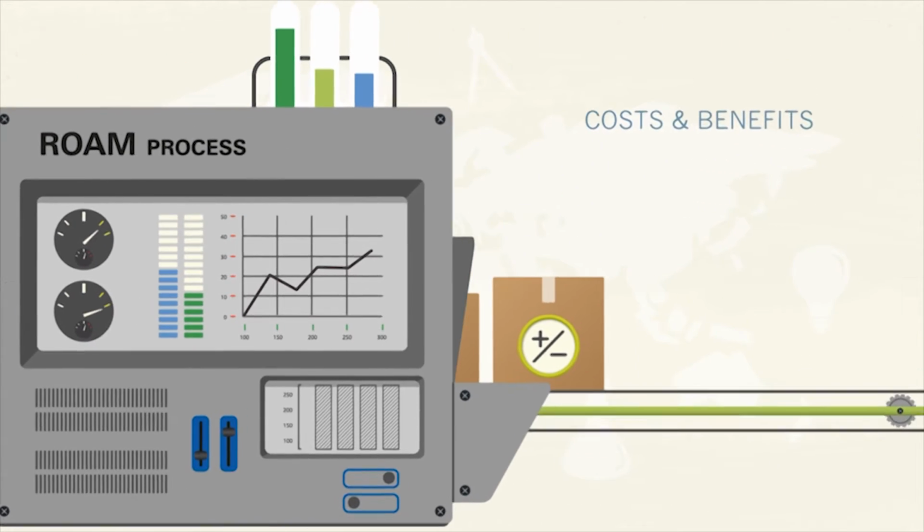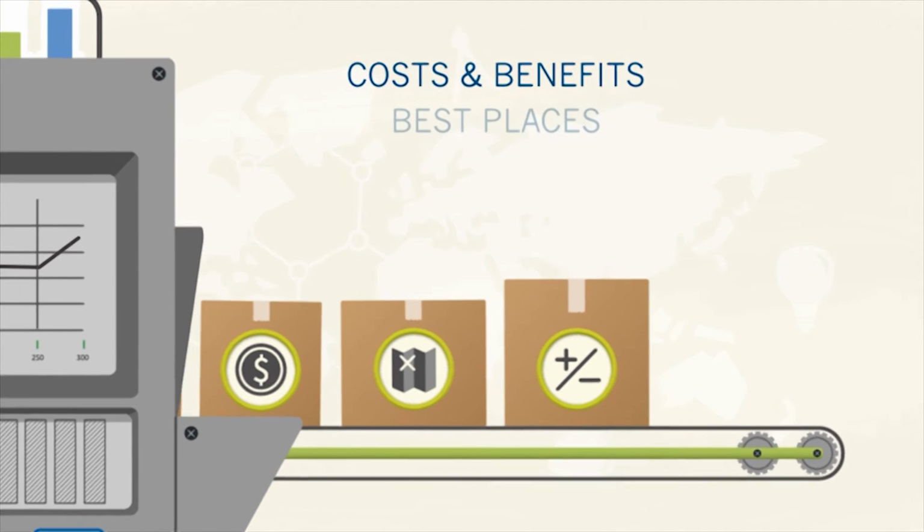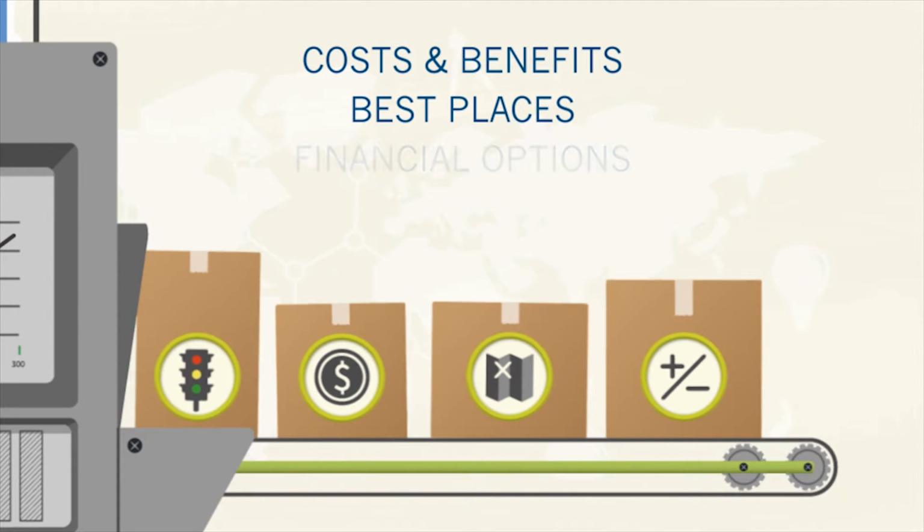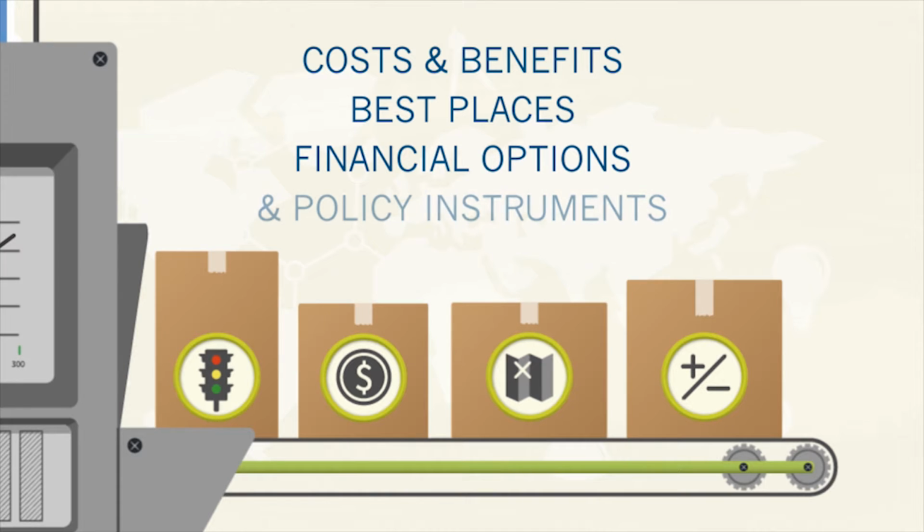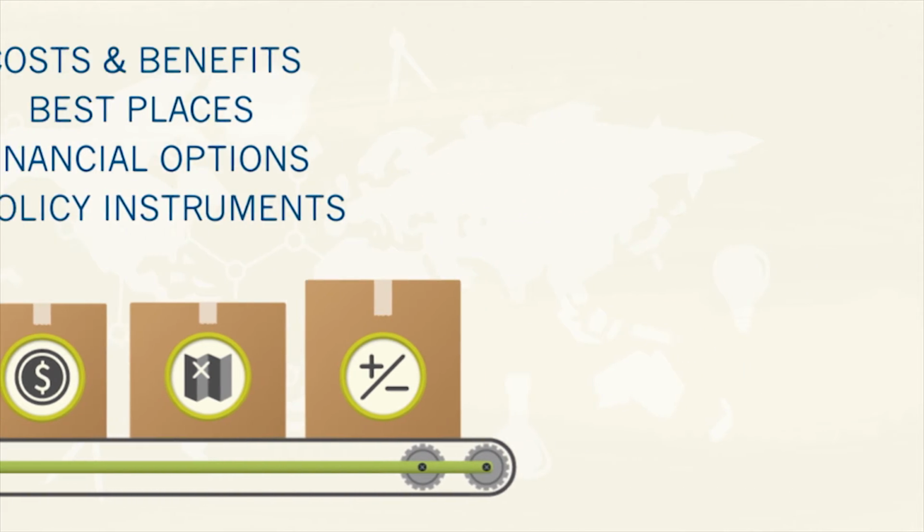Some outputs of ROAM will highlight the costs and benefits of restoration options, the best places to start restoration, and analyses of financial options and policy instruments that need to be strengthened or put in place for success down the road.